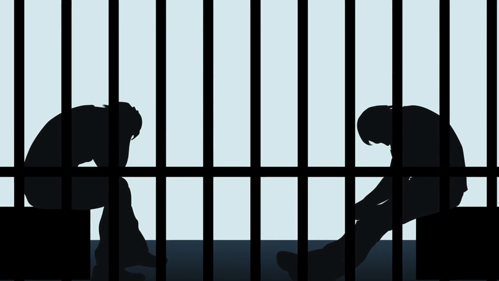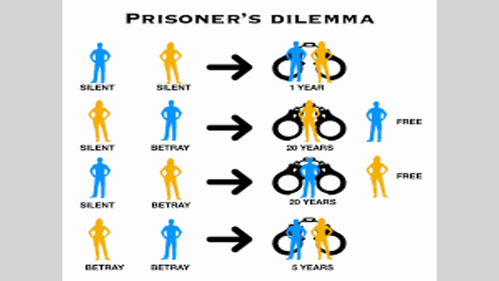We see here the first one is silent, but the second one we can see betrays. Both are silent: it means definitely prison, but for only 1 year. The first one selects the silent condition, but the second prisoner is not silent but contradicts, betrays. Then you can see the second prisoner is free, but the first prisoner faces a particular decision, 20 years of jail. Next we can see the first one selects silent, and the second one betrays. Then the second prisoner is free, but the first prisoner goes to jail for 20 years.